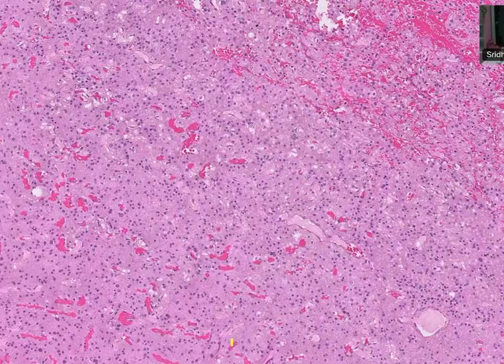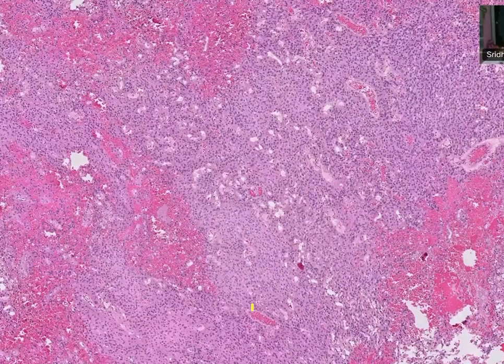And at this power, you may not be able to describe the individual cells. At least you can say that this is a lesion which is more cellular than expected for the normal parenchyma, right? Yes, sir. Yeah, so likely to be tumor. So how will you rate the cellularity here?